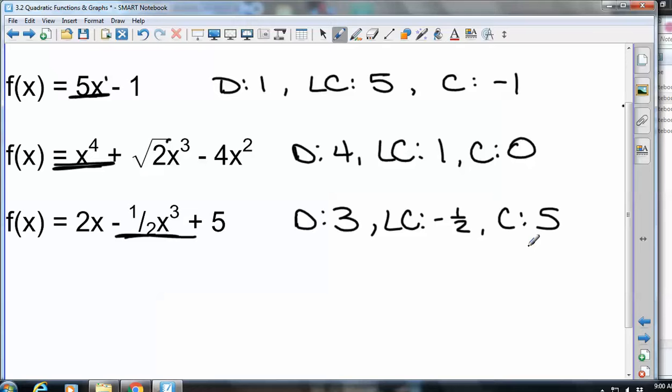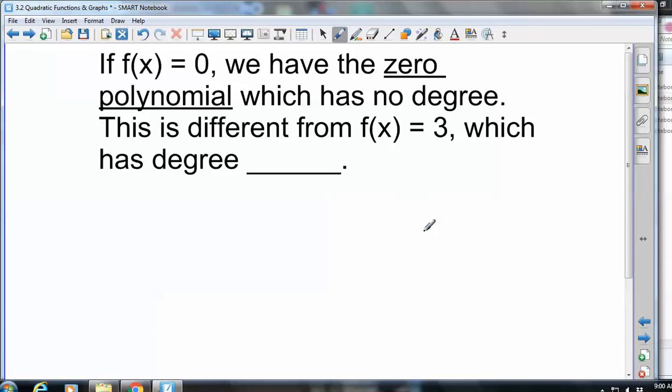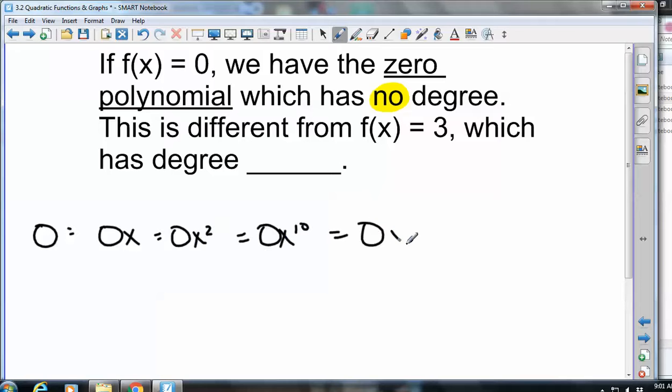One thing that I just want to point out, if you just have f of x equals 0, that's what's called the zero polynomial. And we say it has no degree. The reason is the degree is your highest exponent. 0 is the same as 0x, or 0x squared, or 0x to the 10th, or 0x to the 1000th. So do you get what I'm saying? If it's 0, you could have any power of x with it, so you can't really give a degree there. So if it's just 0, it has no degree.